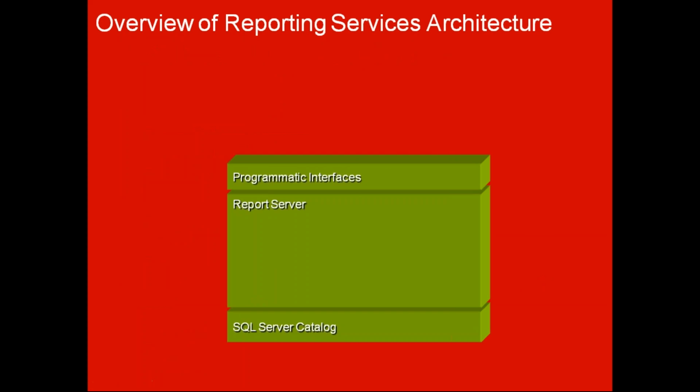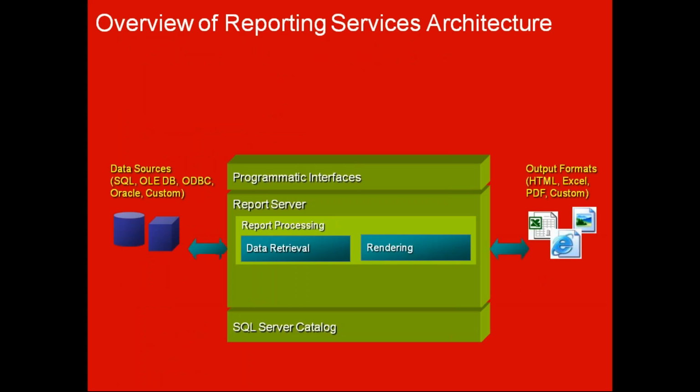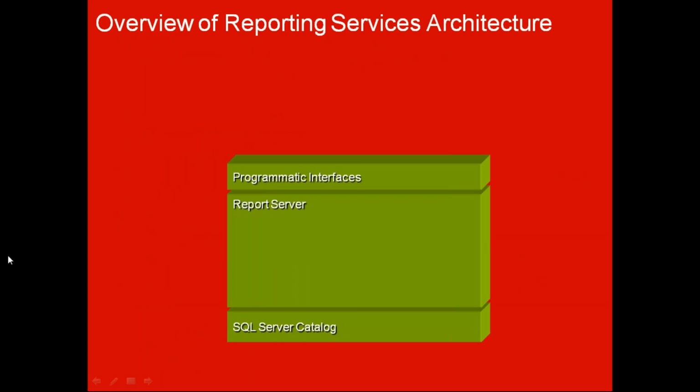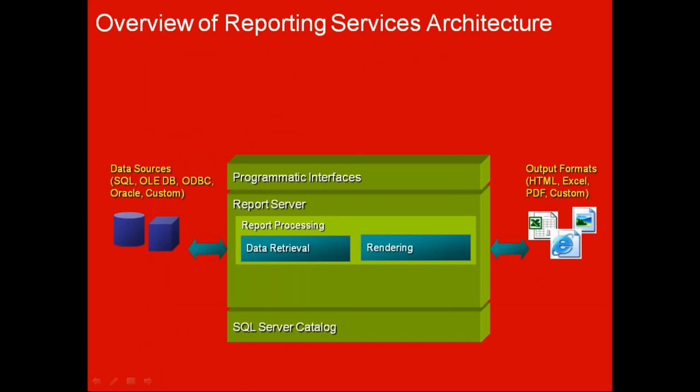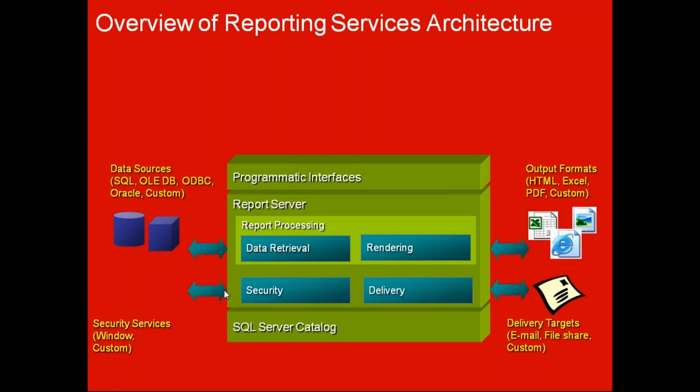Okay, and now let's see an overview of the reporting services architecture. You have the report server, and below it the report server catalog, meaning report server databases. It gets the data from different data sources, which is data retrieval, and it has to give the data to the end user. This is the rendering option. Rendering means displaying. Then we have security, where different role-based security can be applied, and delivery, where the reports can be delivered.